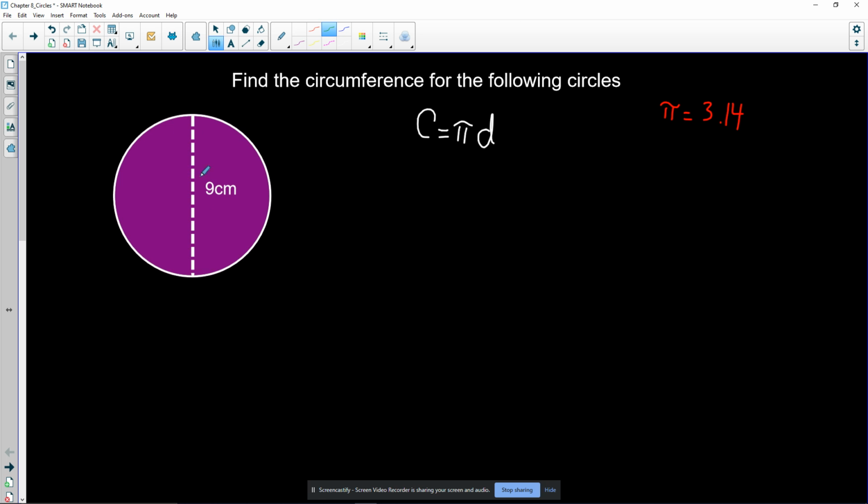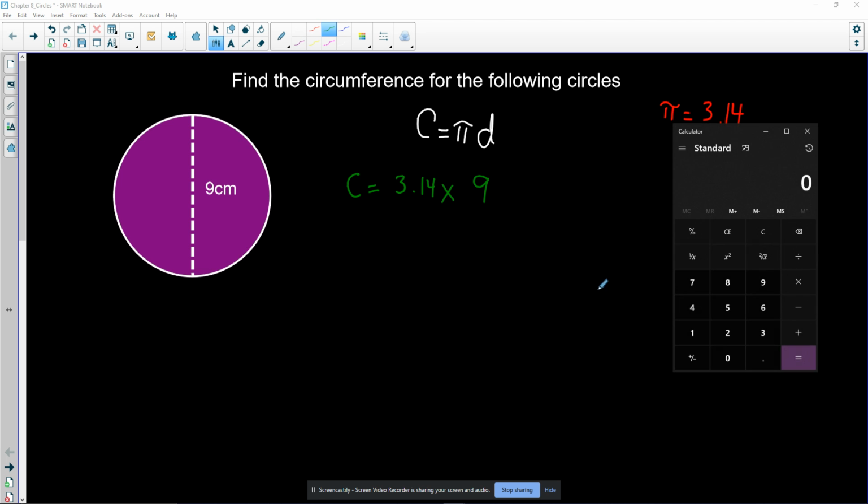We see here in this circle, it has a diameter. Once again, a diameter is going all the way across a circle, going through the center point, of 9 centimeters. So we will go circumference is equal to pi, 3.14, multiplied by the diameter. We discovered that that diameter is in fact 9 centimeters, so we can go ahead and multiply those two.